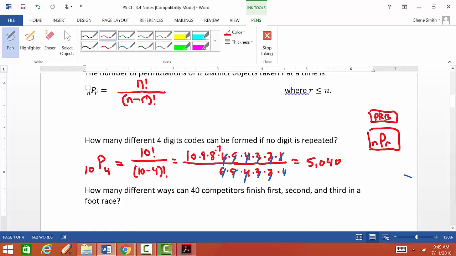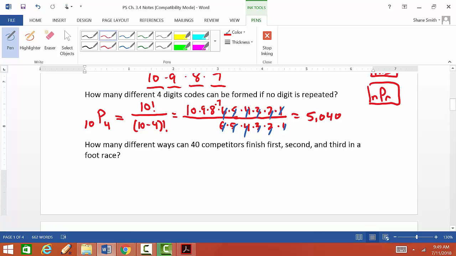Something that you should know is the fundamental counting principle may be easier for this one. So if you consider yourself a 4-digit security code, there's 10 possibilities for the first digit and you can't repeat. So there's 9 and then 8 and then 7, and this is the exact same thing, right? So that's just something to keep in mind. Let's do the next one.